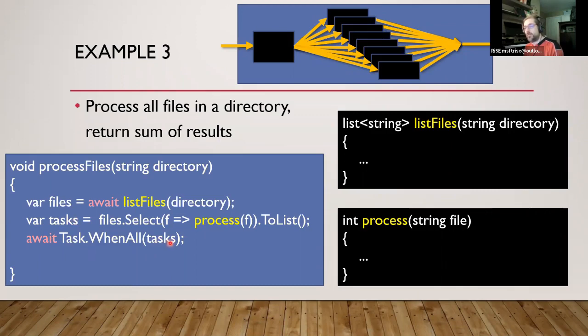And then I wait on all the tasks in that list. So that's this step here. And then there's a final step where I take all the results and sum them up. So you can see it takes me like 4 lines of code to express this diagram.